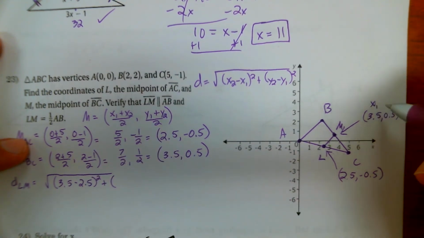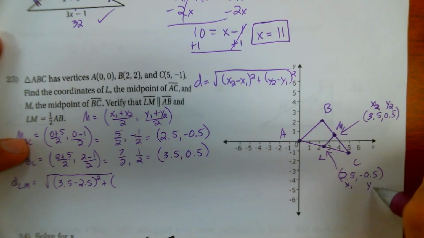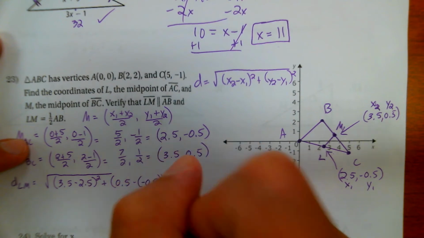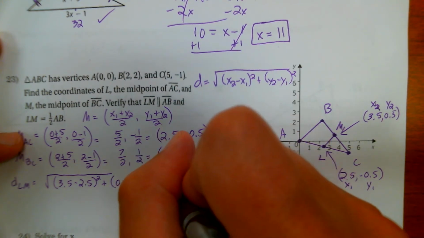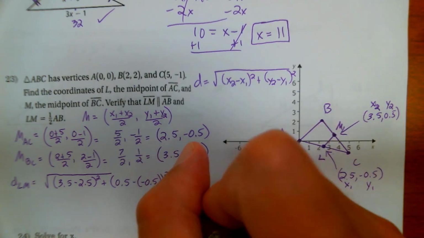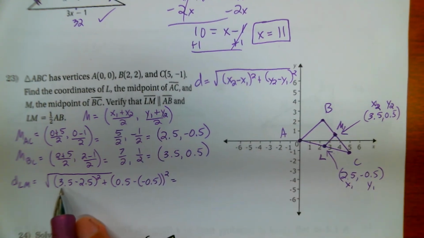Okay, again, this could be my x2, y2, and this could be my x1, y1. So x2 minus x1 plus y2 minus y1. This is 0.5 minus a negative 0.5, so you got that double negative there. Again, it's tricky.